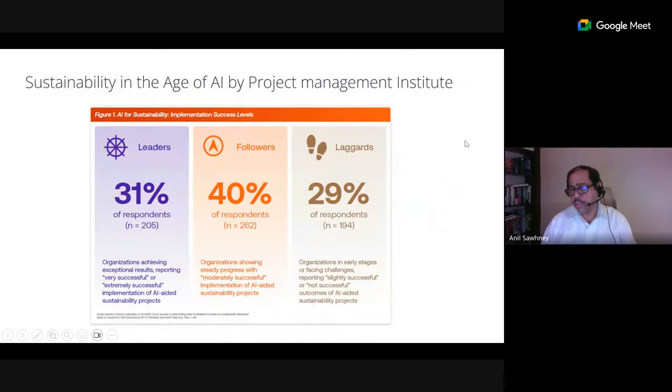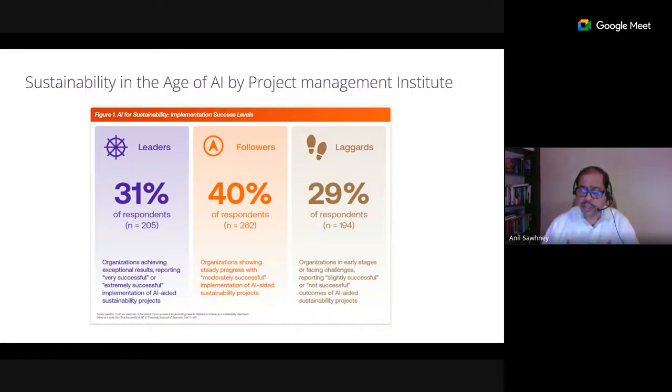And there is some early evidence. Project Management Institute really has done an excellent study. I believe in April 2025, they released this report, which is called Sustainability in the Age of AI. So I think free to download. Get it, look at it. It's amazing what they have done.